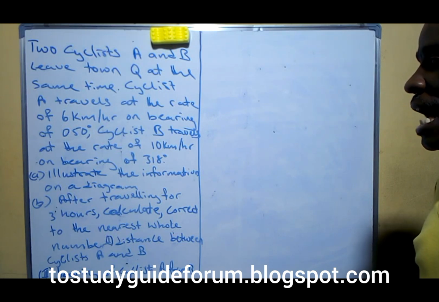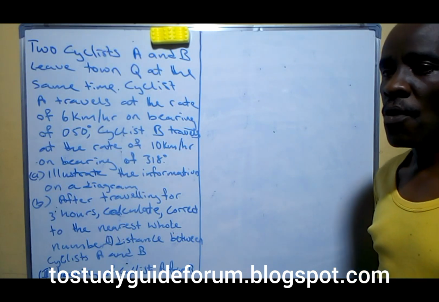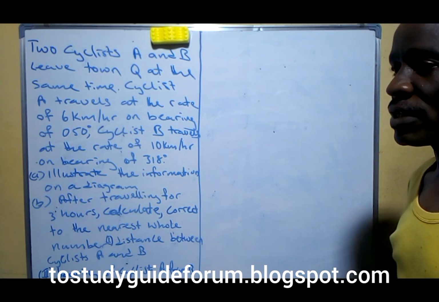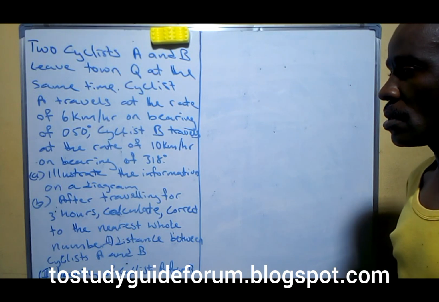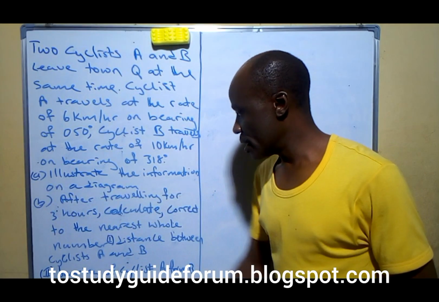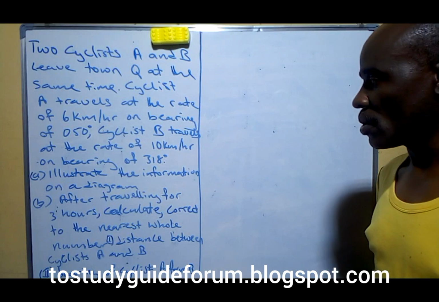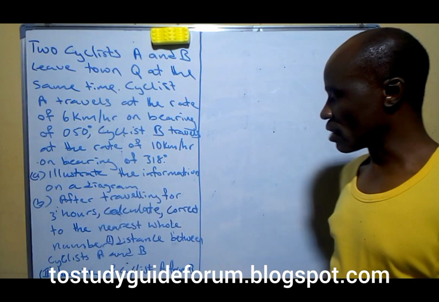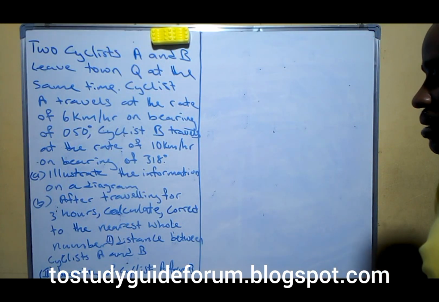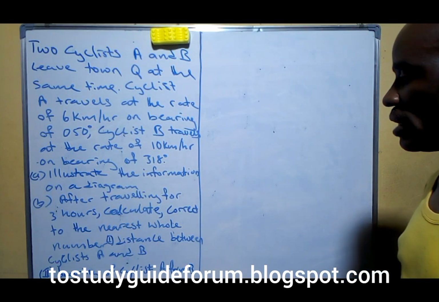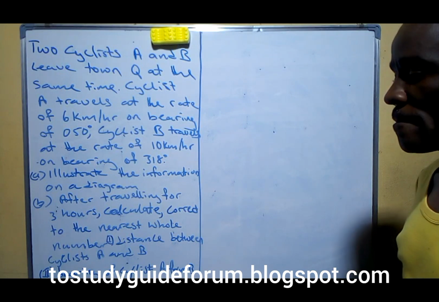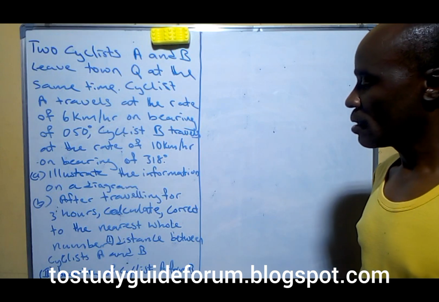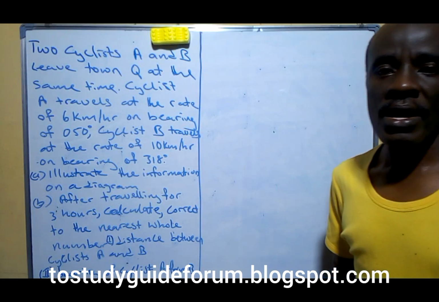Cyclist B travels at a rate of 10 km per hour on a bearing of 318 degrees. The question says illustrate the information on a diagram. After traveling for 3 hours, calculate, correct to the nearest whole number, the distance between cyclists A and B.